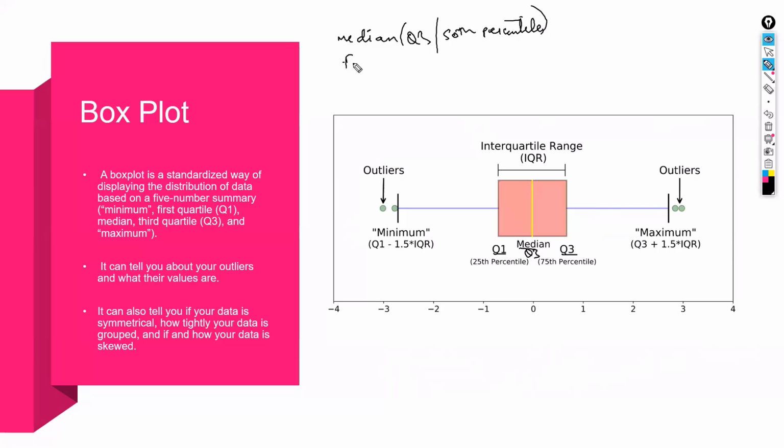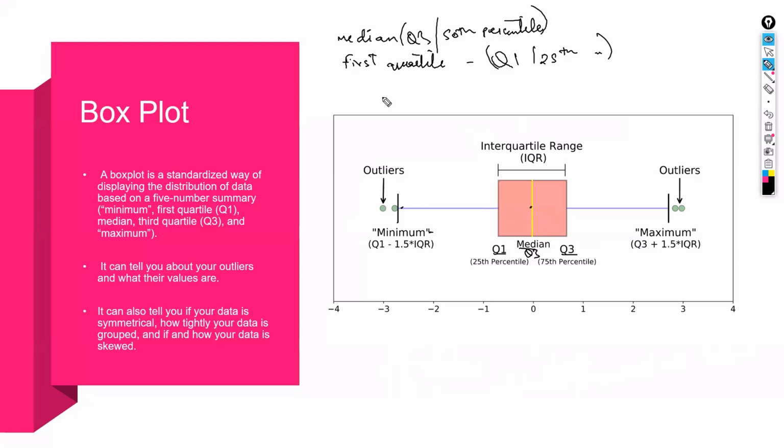Then you have your first quartile. Now what is the first quartile? Again, Q1, the 25th percentile. And this is the middle number between the smallest number and the median of the data set. Okay, the smallest number which is not the minimum, somewhere after the minimum. From there to the median, that is our first quartile.